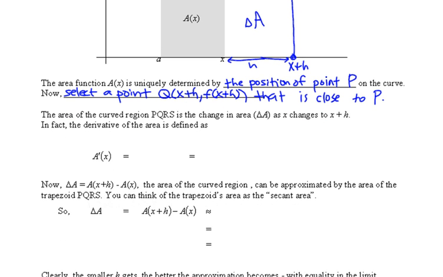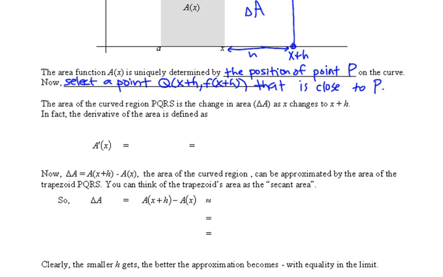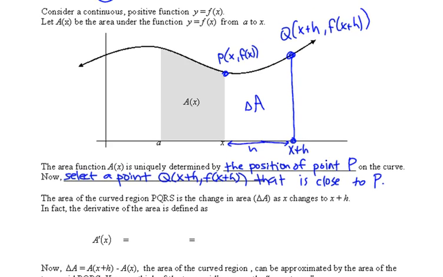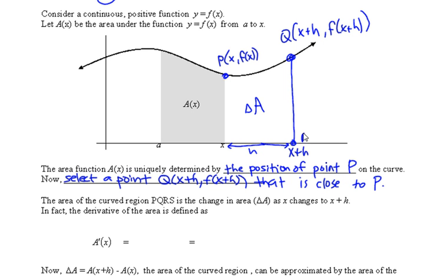Okay, so then the area of the curved region PQRS, so we're going to call this guy R and this guy S. So we have the region PQRS. I'm just going to draw a straight line here. So usually we use a trapezoid formula.